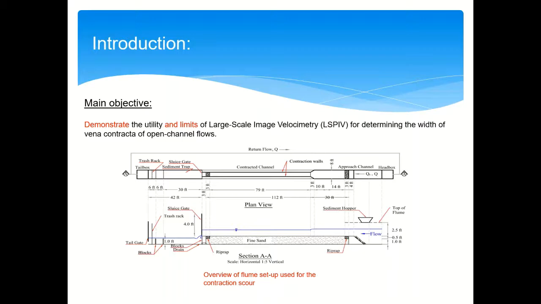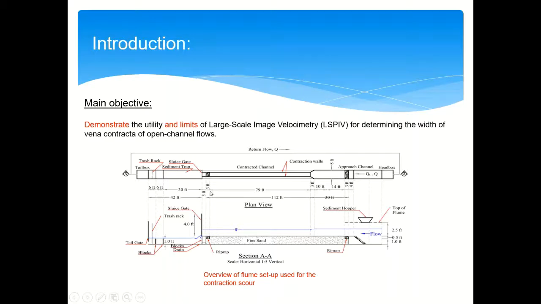The concern for such locations is that contraction scour can occur in the vena contracta region. To estimate the depth of scour to design bridge foundations, it is necessary to determine the width of the vena contracta associated with the contraction scour formation.